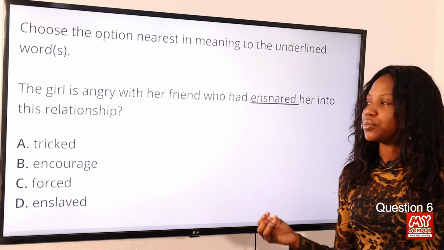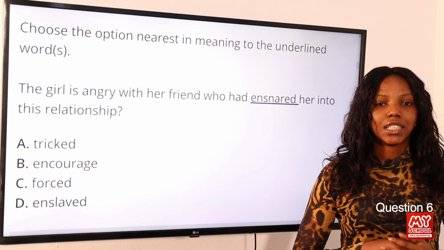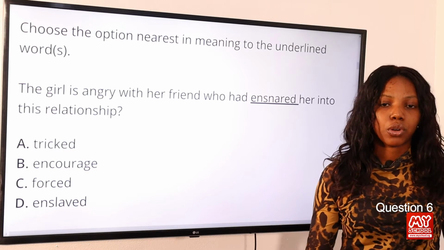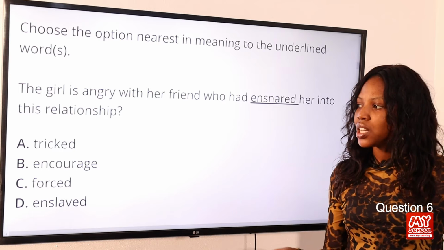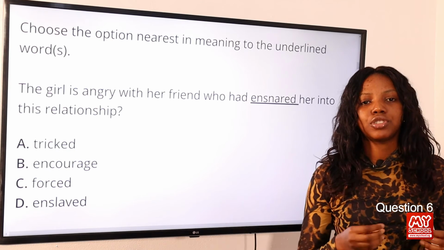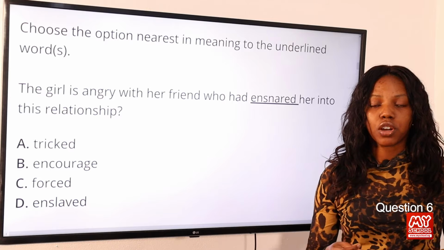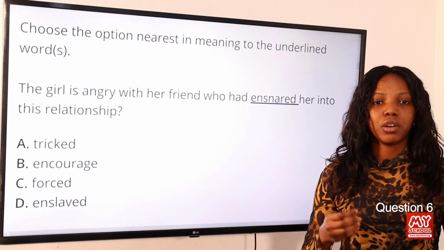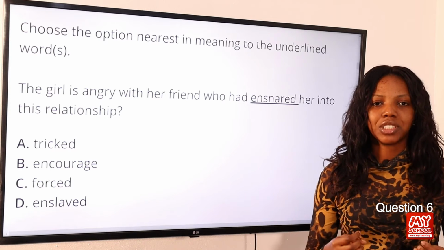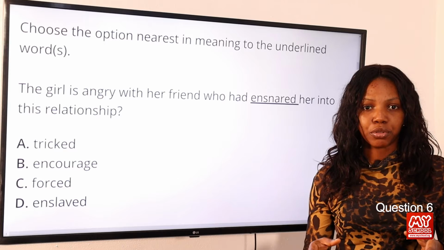Now, why is it tricked? The word underlined is ensnared, and ensnared means to catch or to trap. Now, the word trick is to trap in order to fool. You think of the word trick as you think of a mischievous prank, something that is designed to trap you or to catch you.